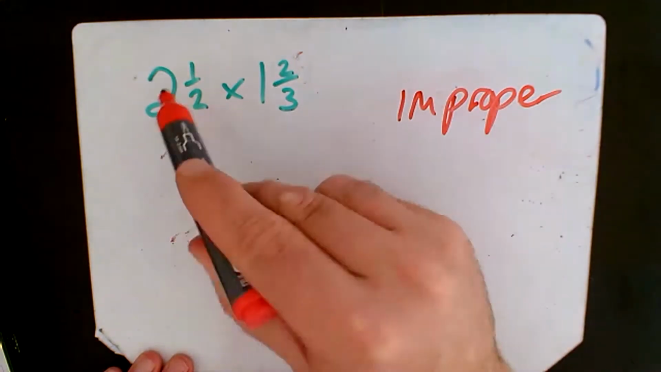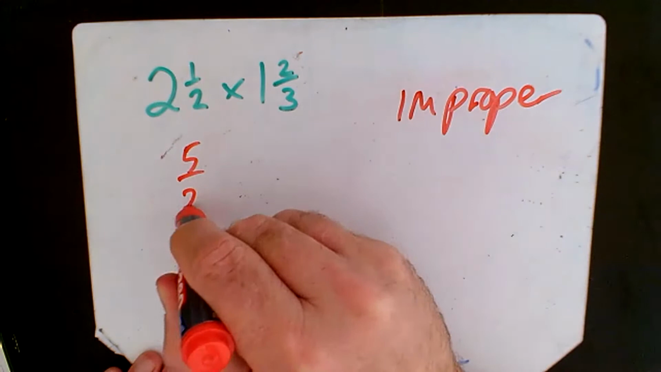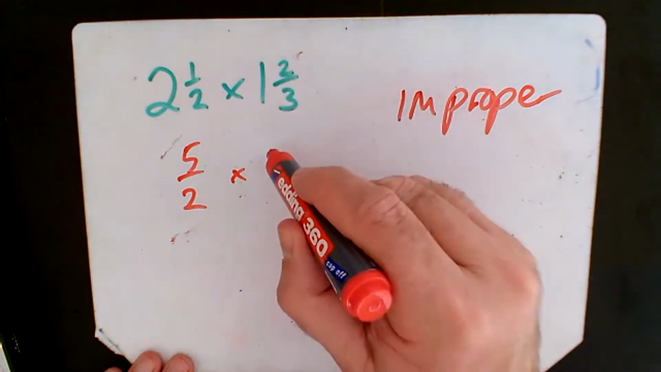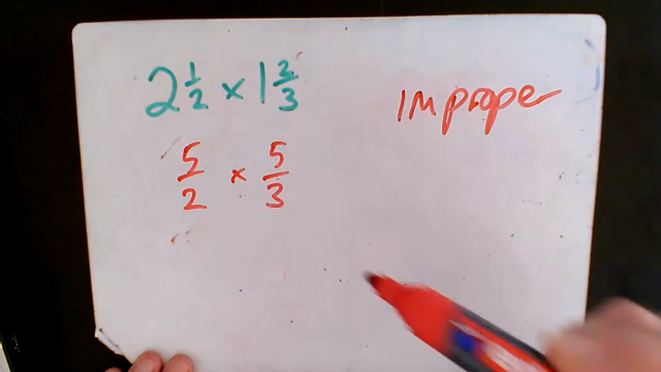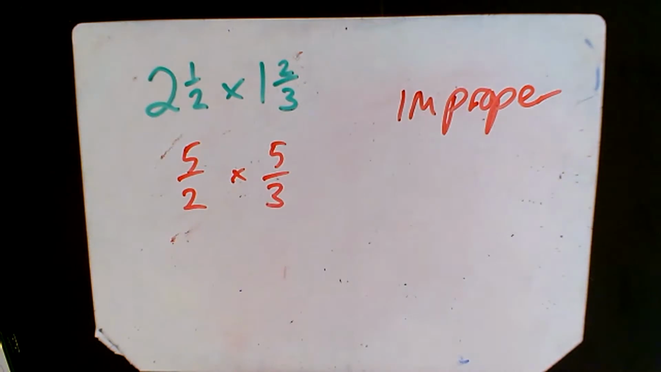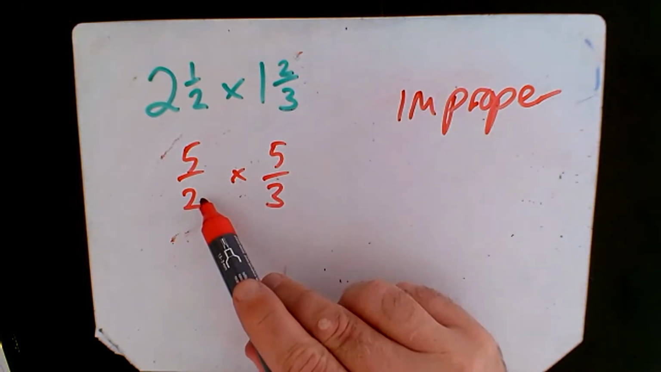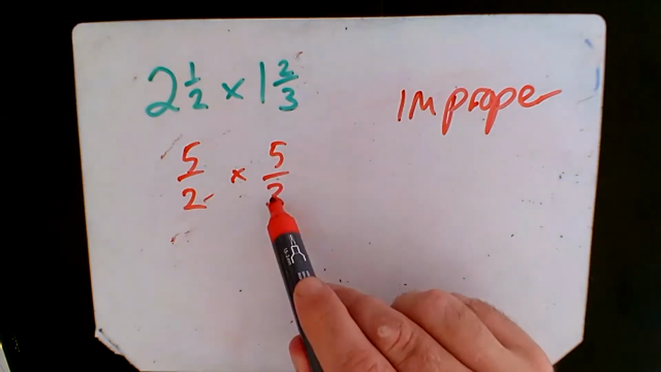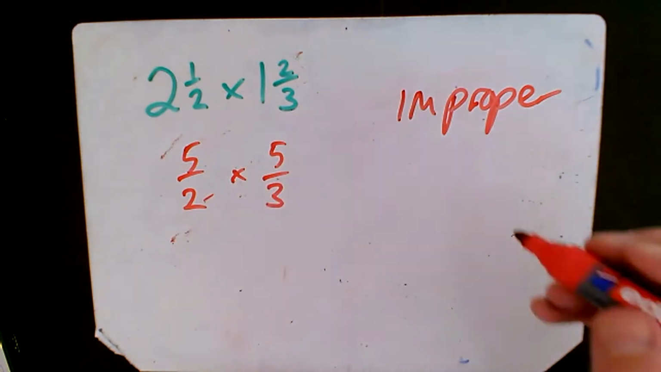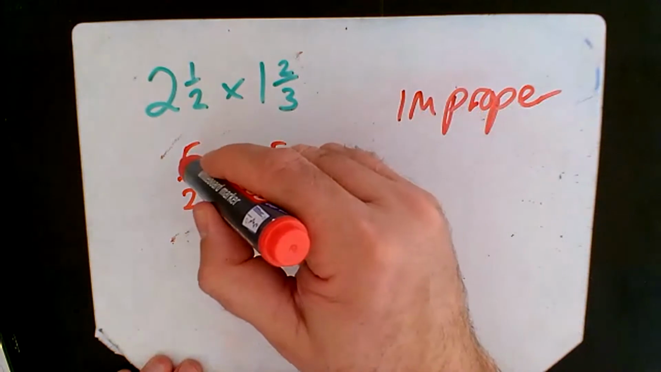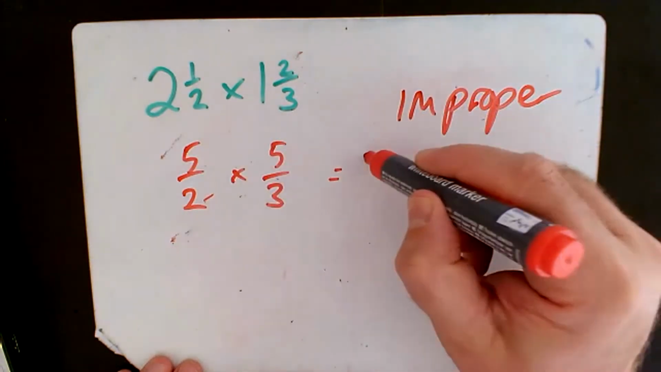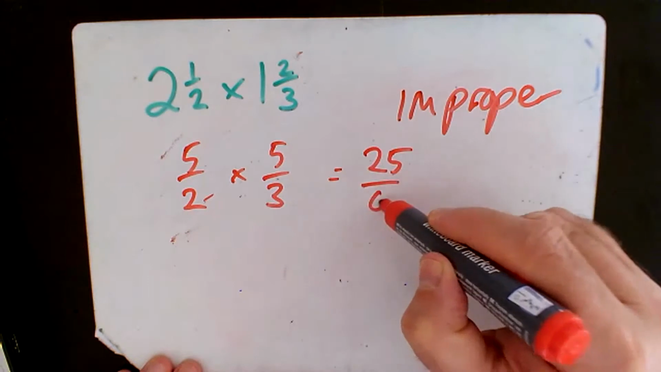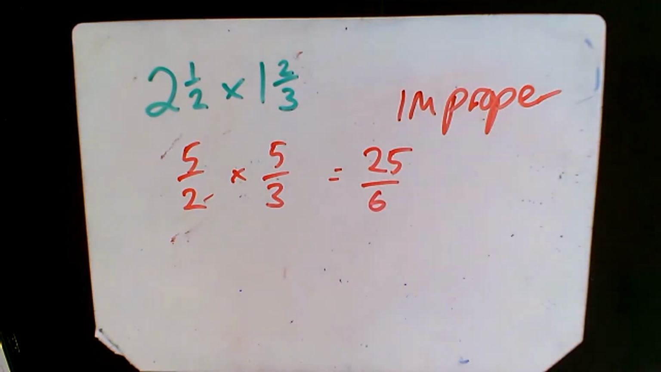So 2 times 2 is 4 and 1 is 5. 5 over 2, times 1 times 3 is 3 and 2 is 5. 5 over 3. Okay, so we've got our improper fractions. Can I cross simplify? No, I can't in this case because I'm looking sideways. 2 doesn't go into 5. 3 doesn't go either, so I can't. So from there, I'm just going to work it across. 5 times 5 is 25. 2 times 3 is 6. So I get 25 over 6.